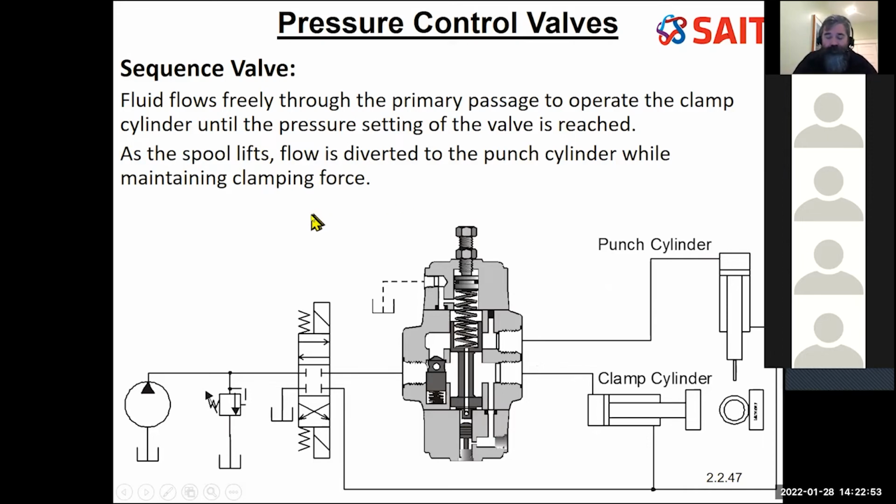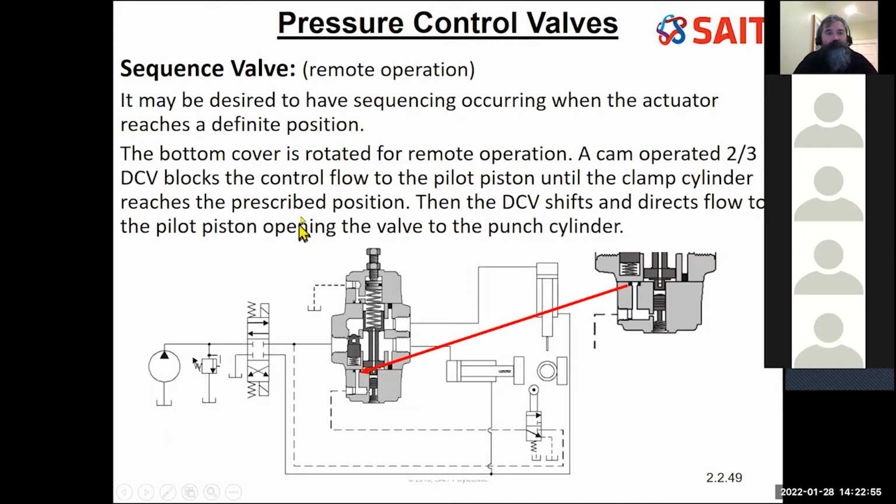More discussion about what I just talked about. Here's a variation. Okay, if I turned the bottom around, remember, I used this internal sensing line at the bottom to detect when the pressure in the clamp circuit was high, causing the valve to open to allow the next sequence of operations to occur.